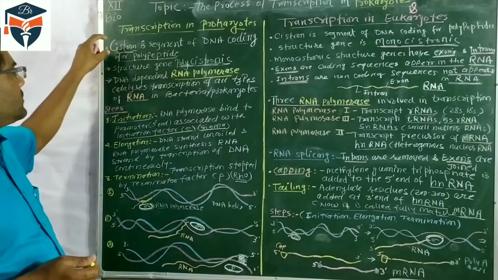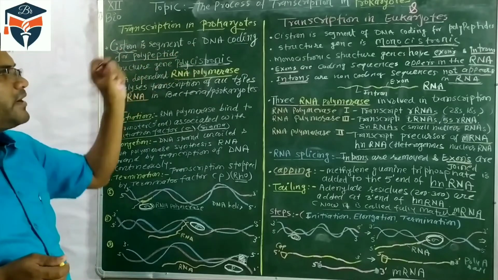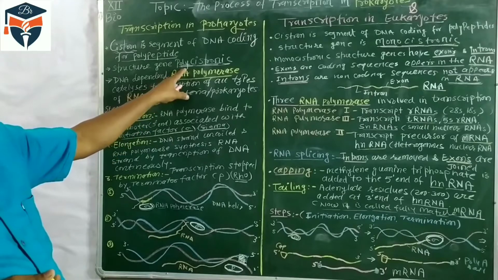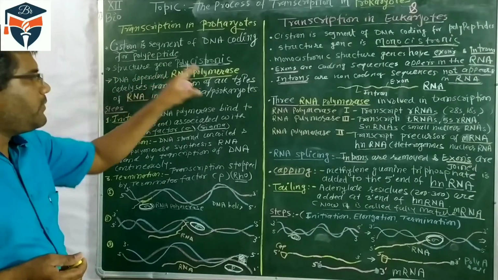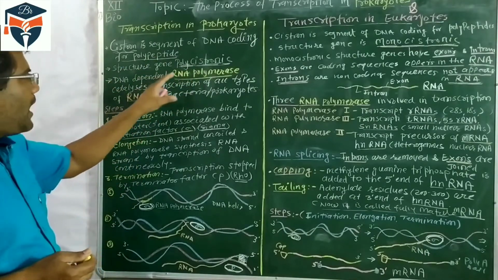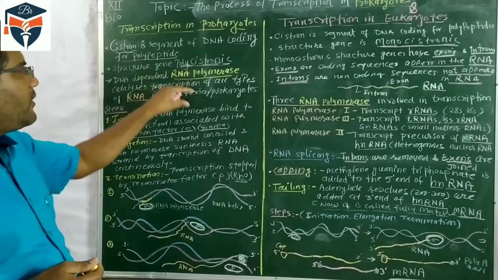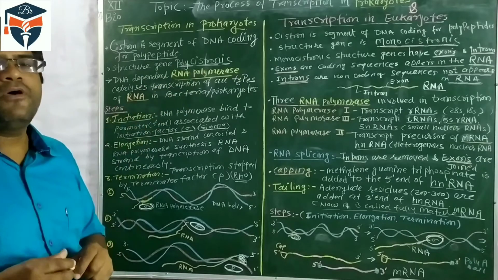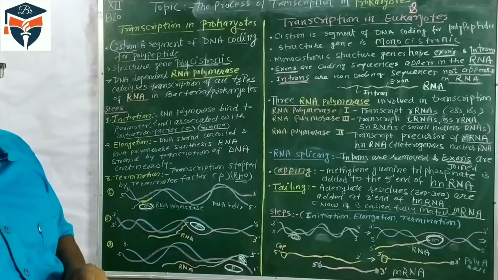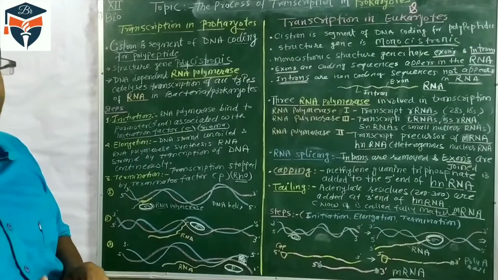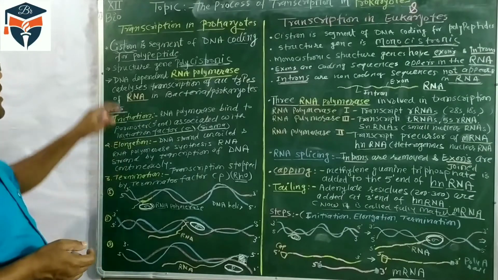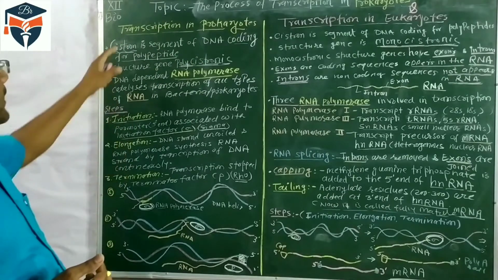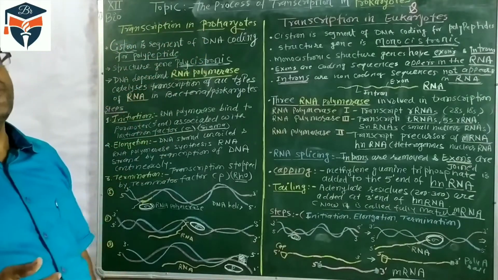So first point, cistron is responsible for the polypeptide chain. The structure gene is polycistronic, with many genes, and RNA polymerase is responsible for the transcription process, and this RNA polymerase forms the different types of RNA: rRNA, mRNA and tRNA. Now, how does this transcription process occur? What are the steps of the transcription process in prokaryotes?